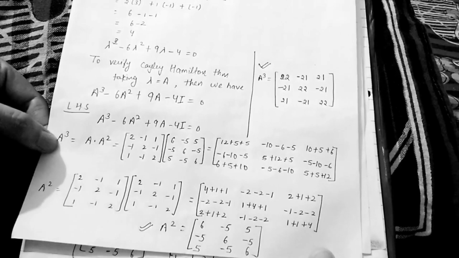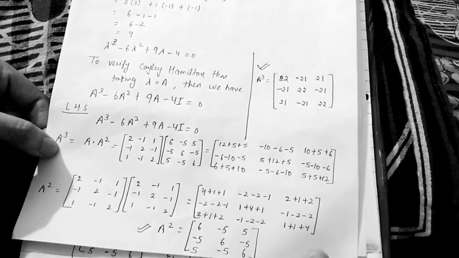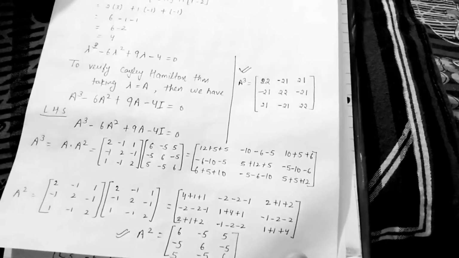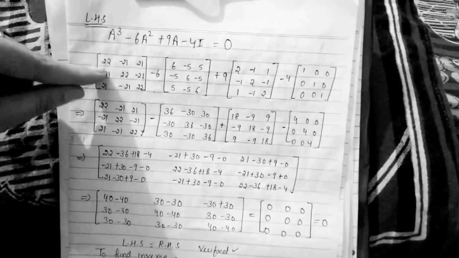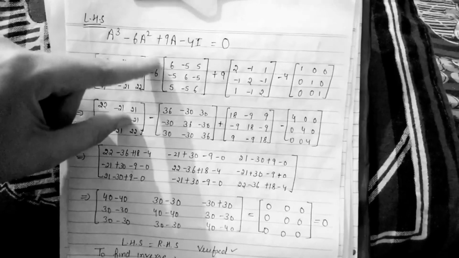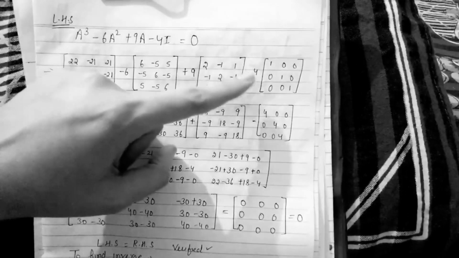So I hope you know how to multiply two matrices. If you have doubt, you can write in my comment section and I will explain in the next video, right? So I find the value of A square and A cube. Again I'm going to put all values in the given equation. This is the value of A cube minus 6, this is the value of A square, plus 9 into A minus 4 into I, right?